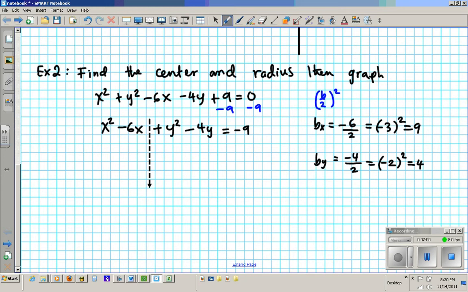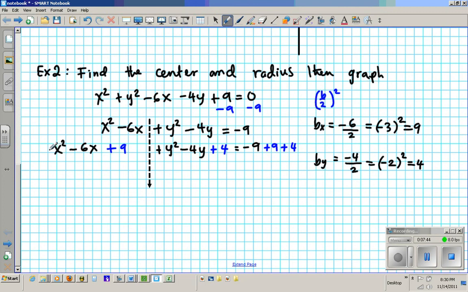Okay, so we're going to insert those two numbers to complete the square. Okay, so on the x side, we have x squared minus 6x plus 9 plus y squared minus 4y plus 4 equals negative 9. Okay, I added 9 and a 4 here, so let's do that to this side. So add 9 and then add 4. Alright, so that's what you do. Okay, because you added a 9 and a 4 here, you have to add the same on that side.